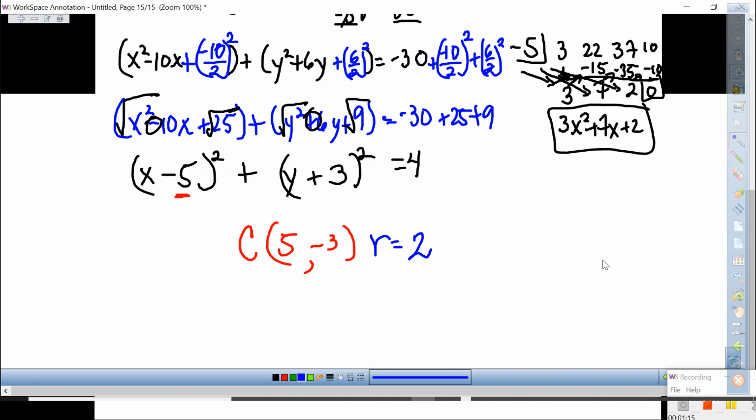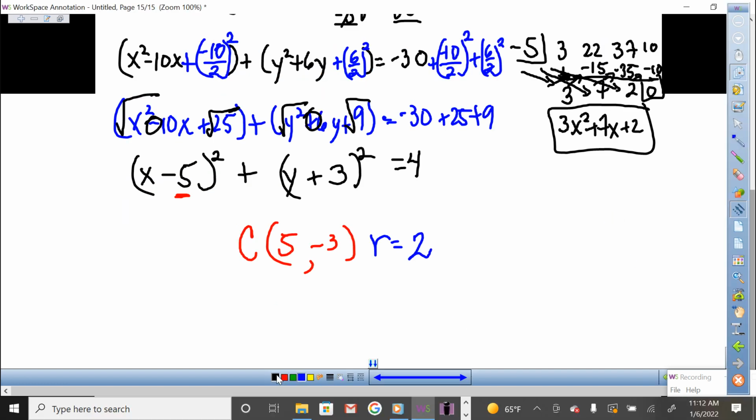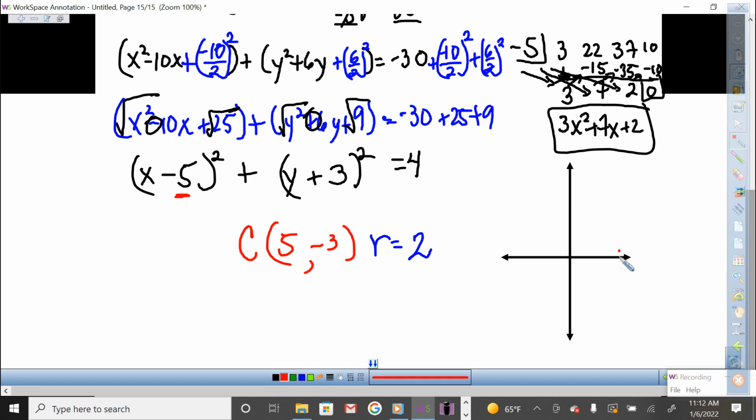All right, so if I was to graph that, let's see. 5 is over here, -3 is about right there, so my center is right there. The radius is 2 steps in each direction, 2 steps this way, 2 steps this way, 2 steps this way, 2 steps this way, and there you go. Woo, let's go.